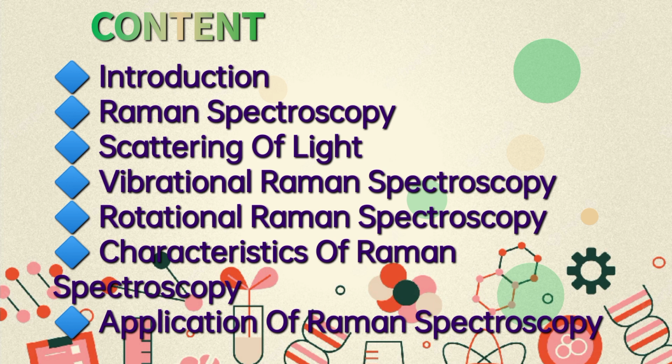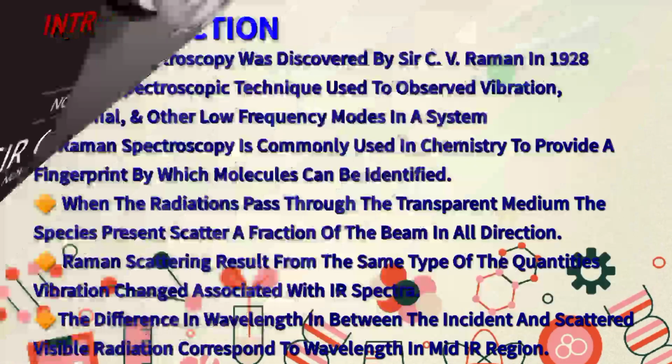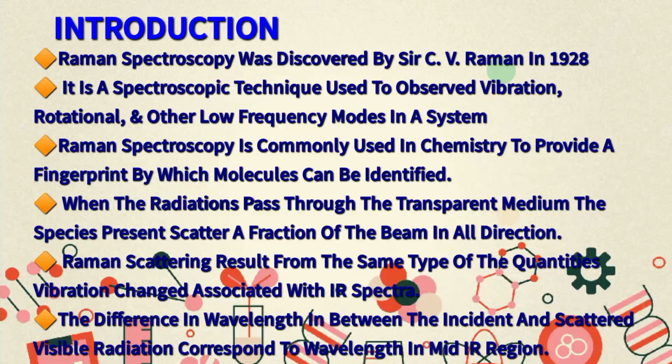So let's see the introduction of this topic. Raman spectroscopy was discovered by Sir C.V. Raman in 1928. It is a spectroscopic technique used to observe vibrational, rotational and other low frequency modes in a system. Raman spectroscopy is commonly used in chemistry to provide a fingerprint by which molecules can be identified.